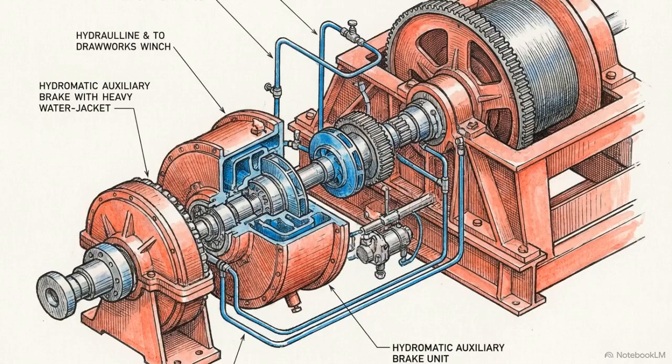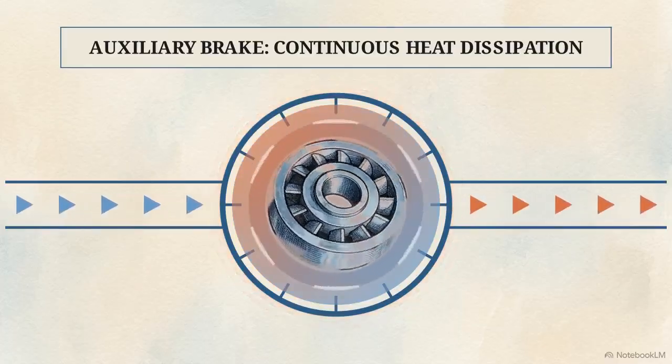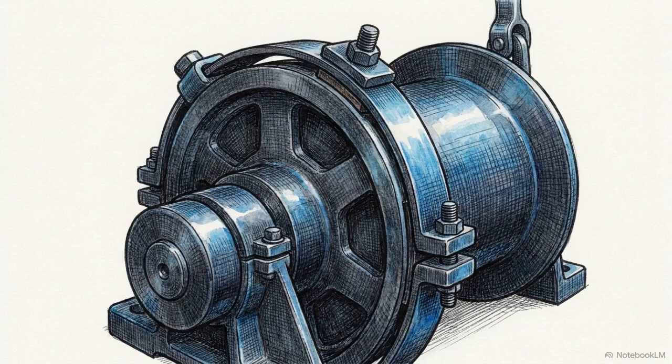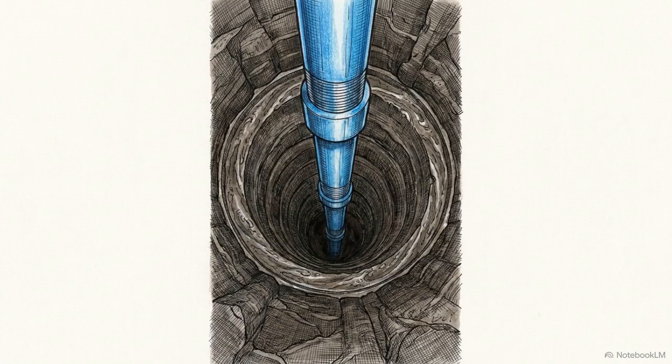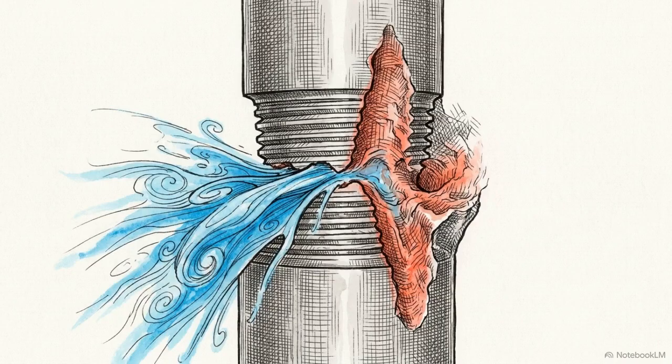To manage this thermal limit, rigs employ auxiliary brakes. Using either water resistance or electric eddy currents, these systems absorb the massive energy of the routine descent continuously, leaving the primary friction brakes cool and ready for the final stop. Thermal and fluid physics expose other limits in the system. If a driller observes a gradual, unexplained drop in standpipe pressure, mud is actively eroding a hole through hardened steel somewhere miles below the surface.